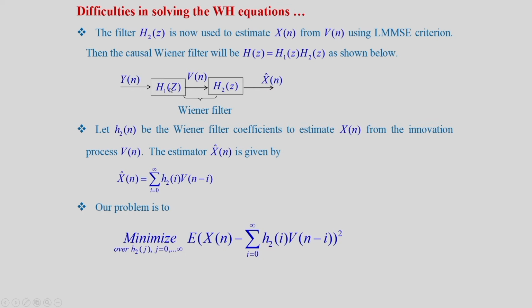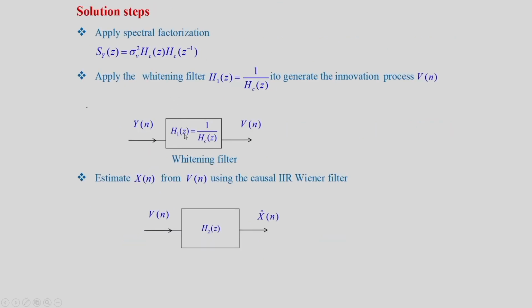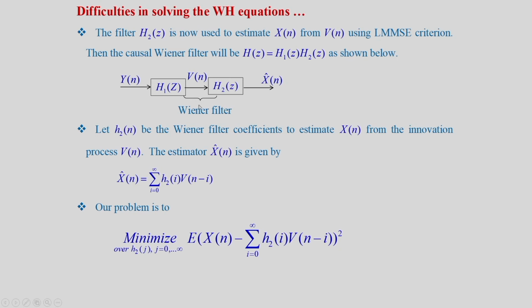Then the causal Wiener filter will be Hz is equal to H1Z into H2Z, where H1Z is equal to 1 by HCZ, as we have shown earlier. This is the H1Z. So, we pass Yn through H1Z, we get Vn, and then using H2Z we get x hat n. Therefore, our Wiener filter will be the cascaded filters H1Z and H2Z, or in other words, our Hz will be H1Z into H2Z.